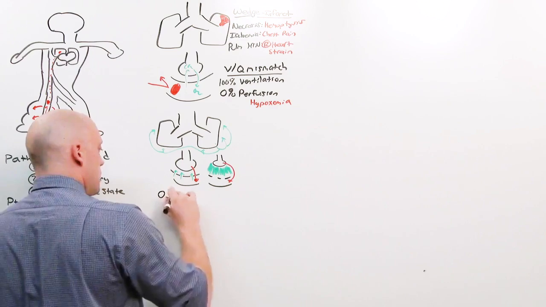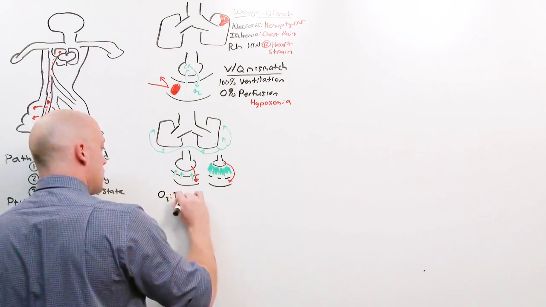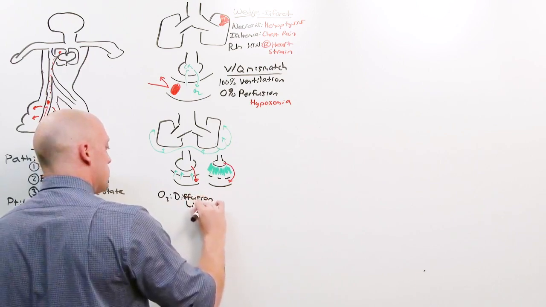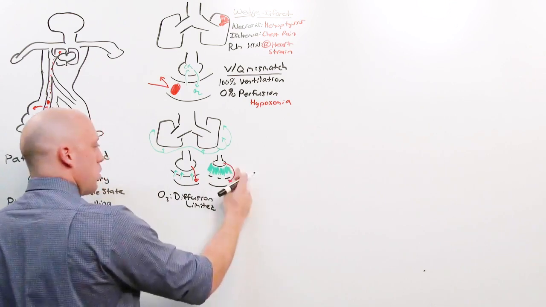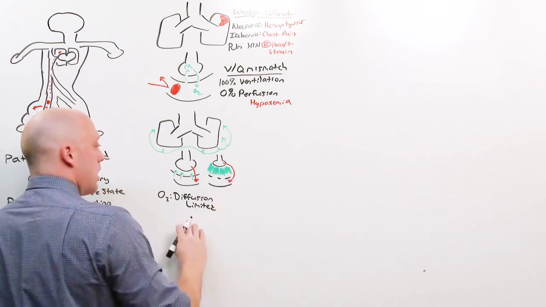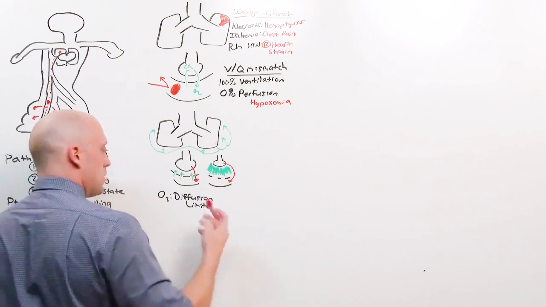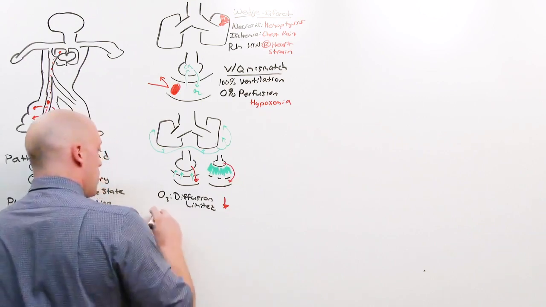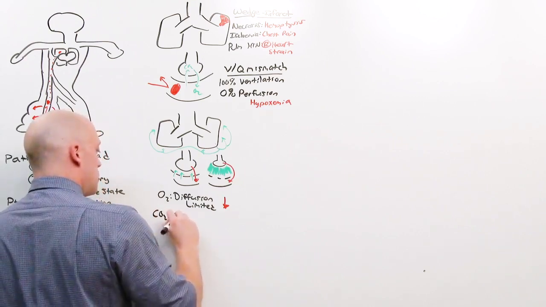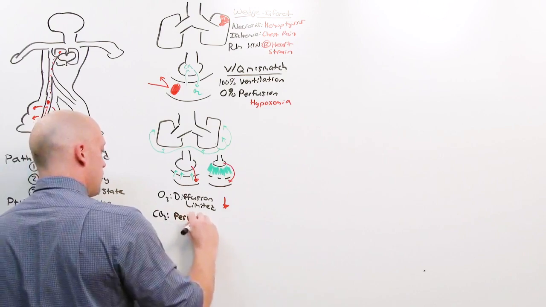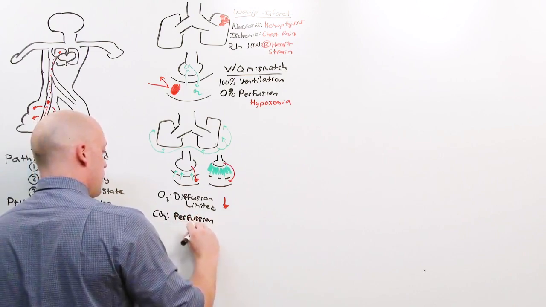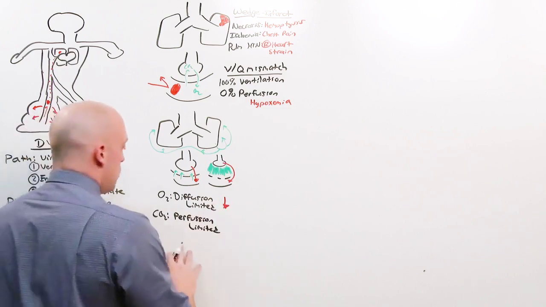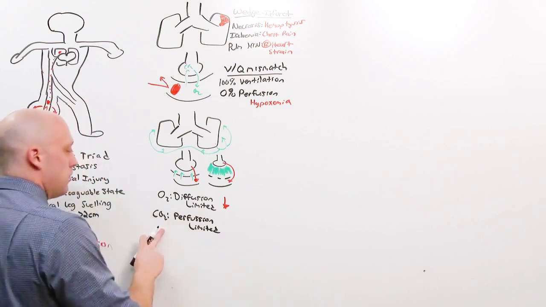Oxygen is diffusion limited, such that barriers to diffusion, such as an increased wall thickness, will prevent oxygen from getting in. So oxygen falls, thus the hypoxemia. Carbon dioxide, on the other hand, is perfusion limited. You can make the diffusion barrier as big as you want. At livable levels, CO2 is going to get out.